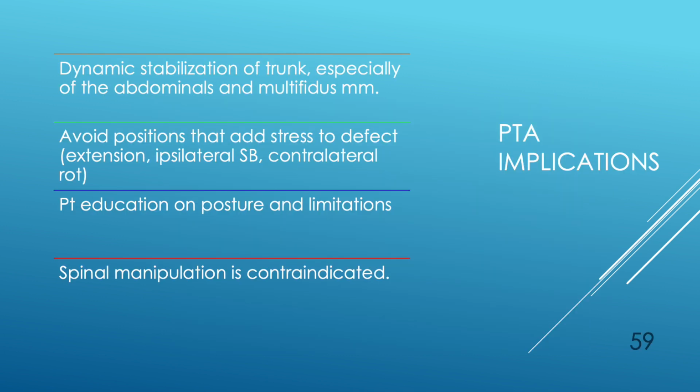For spondylolysis and spondylolisthesis, the management approach focuses on dynamic stabilization of the trunk, particularly strengthening the abdominals and multifidus muscles. Patients should avoid positions that add stress to the defect, such as extension, ipsilateral bending, or contralateral rotation. Patient education is crucial to emphasize proper posture and limitations in activities that could exacerbate symptoms and worsen the condition. Additionally, spinal manipulation is generally contraindicated in these cases due to the risk of aggravating the pars defect or causing further vertebral slippage.